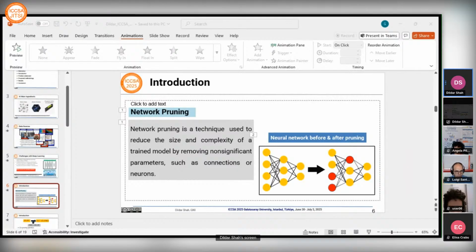Now here comes the problem statement. Actually we want to design a pruning strategy that improves computational efficiency while maintaining high classification accuracy. We want to implement a dynamic layer-aware pruning technique that respects the characteristics of each layer, that is not dependent on sub-global criteria. And finally, we want to evaluate the developed solution on standard image classification benchmarks like CIFAR-10, CIFAR-100, and Tiny ImageNet datasets.